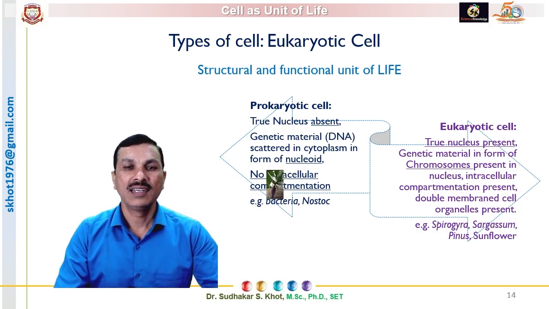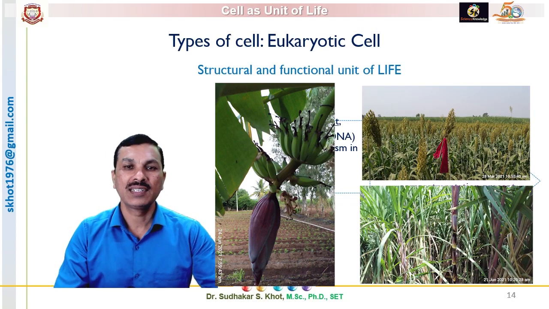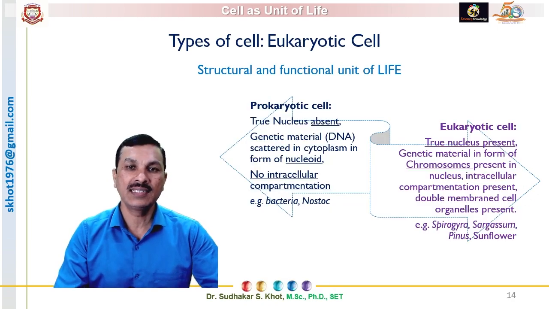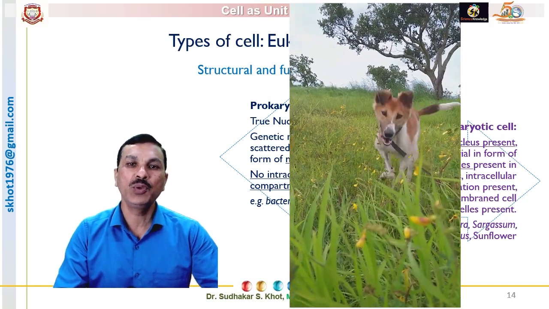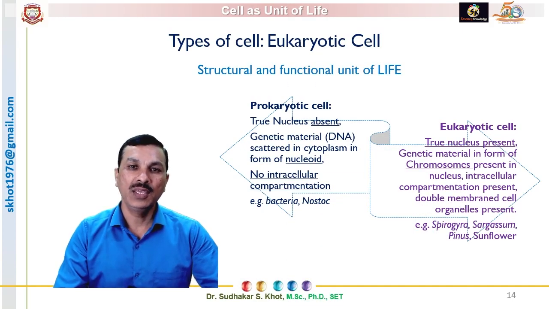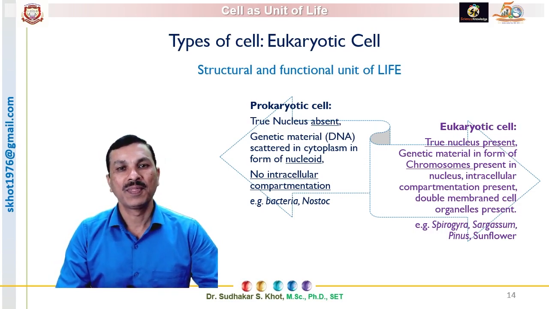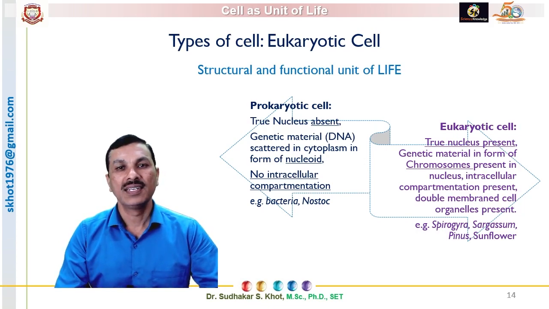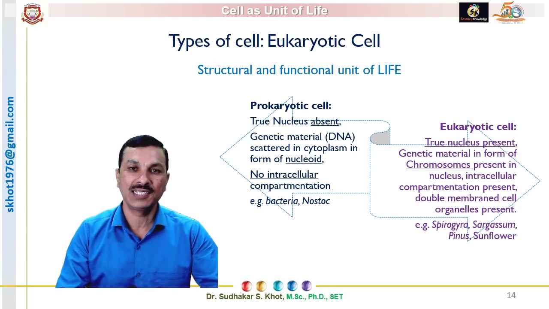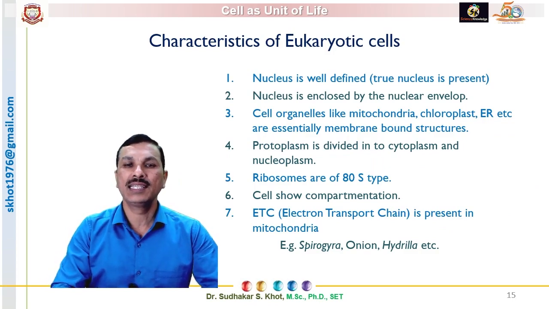Higher plants like banana, mango tree, sugarcane, jowar, or higher animals like our body, the dogs, cats, elephants, are made up of eukaryotic cells. The eukaryotic cell is characterized by the presence of a true nucleus, and the cell shows compartmentation. There is a specialization of function and structure in the cell organelles. The characteristics of the eukaryotic cell can be listed like this.